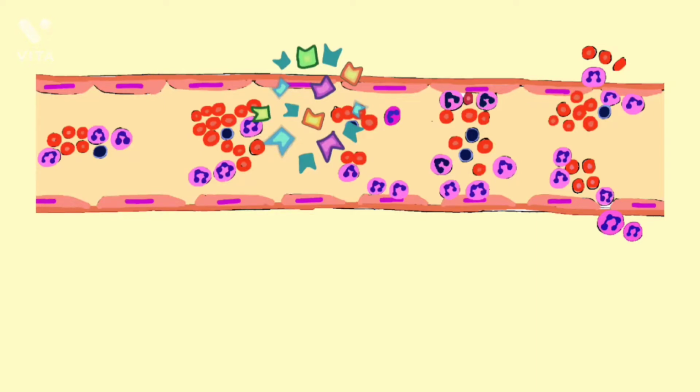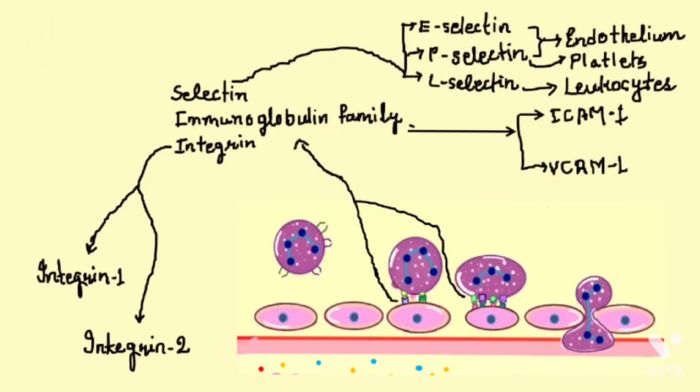These molecules belong to molecular families like selectins, immunoglobulin family, and integrins. There are three types of selectin molecules: E-selectin, P-selectin, and L-selectin. E-selectin and P-selectin are present on endothelium, and L-selectin on leukocytes. P-selectin is also expressed on platelets.